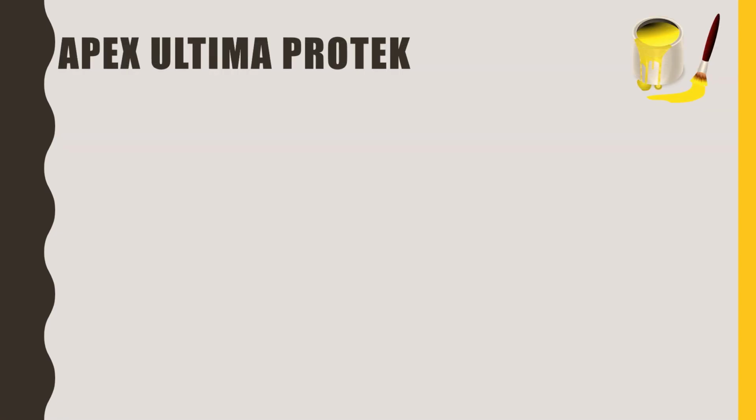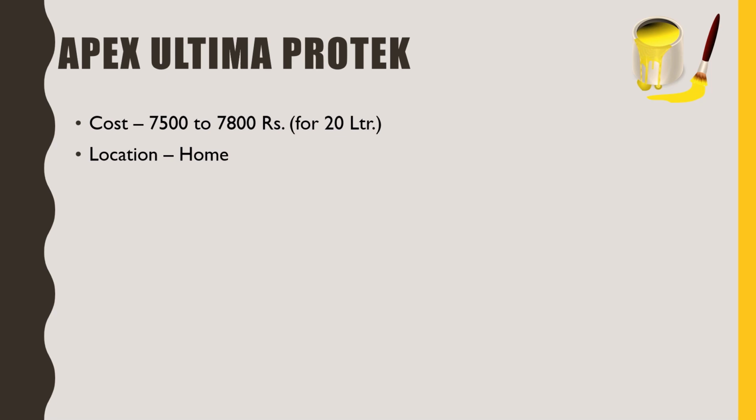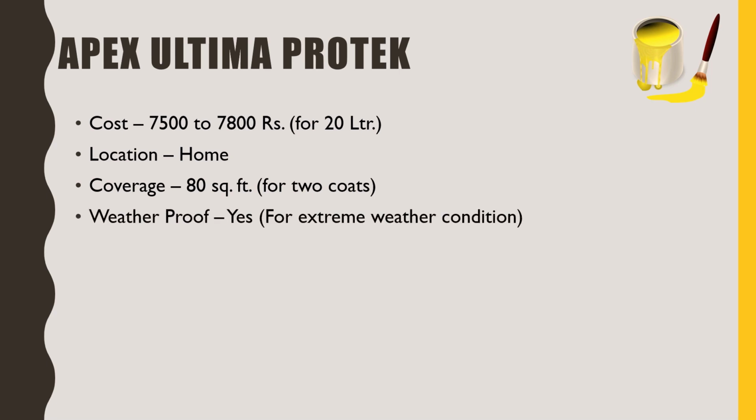Then next paint here is Apex Ultima Protek. Its cost is 7500 to 7800 rupees for 20-liter packaging. It can be applied in external walls of our home. Again 80 square feet coverage we are getting here for 2 coats in 1 liter paint. It is weatherproof for extreme weather conditions. So if you are having extreme weather conditions, then we should definitely go with this paint. Good finishing we are getting here, that is 4 out of 5.